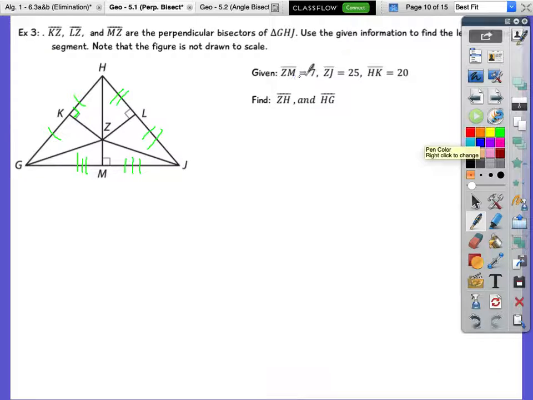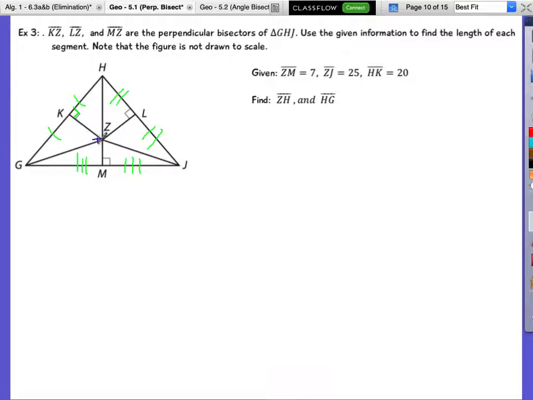So if we go through here, we're given that ZM, Z to M, is 7. Go ahead and mark that. We're also given that ZJ is 25, and we're told that HK is 20. So we're supposed to find ZH and HG. Does anybody have any ideas on how we might be able to find one or both of those? Ian, what's your thought?